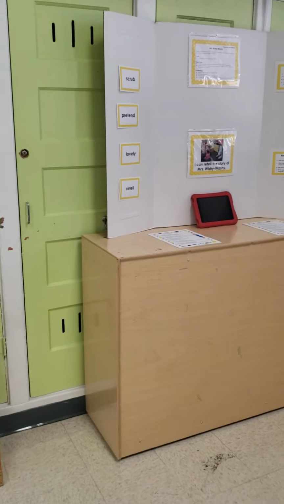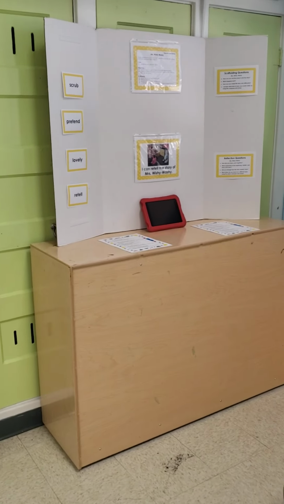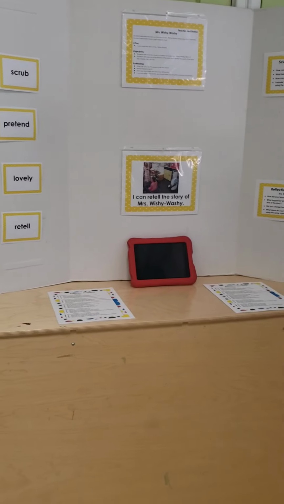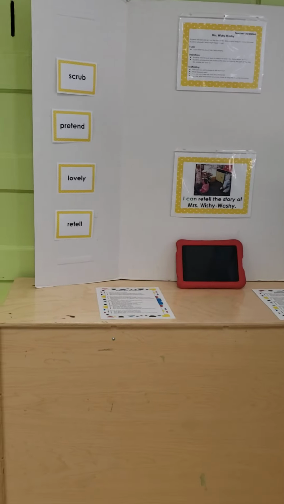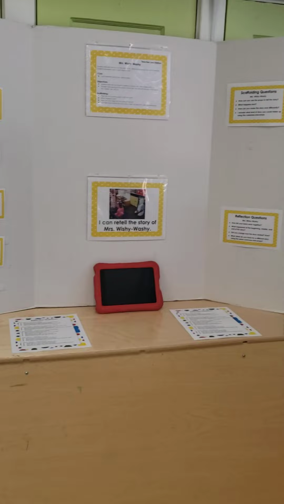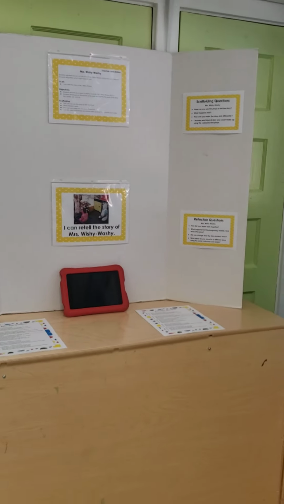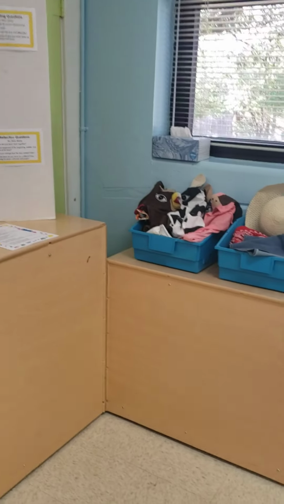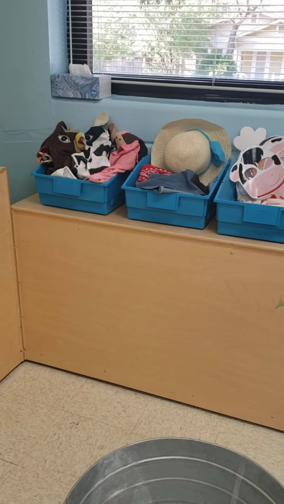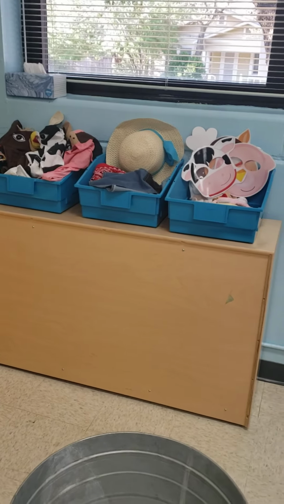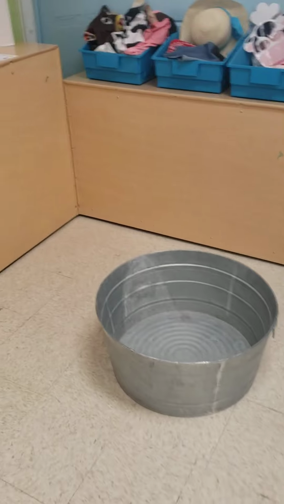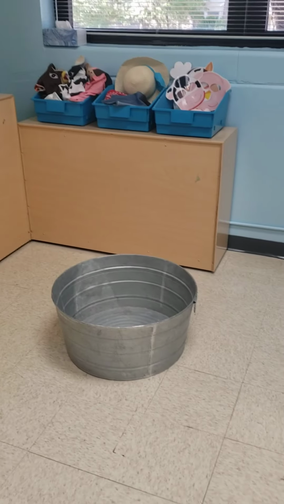The second station is teacher-led. This is Mrs. Wishy-Washy. And if you haven't done this story in your class, there's an iPad here. They can watch the story. And we have the vocabulary words again, the I can statement, lesson plans, reflection questions, and scaffolding questions for during. And then costumes for the animals, costumes for Mrs. or Mr. Wishy-Washy, and some masks as well, different kinds you can use. And of course, then the wash tub, so they can retell the story by acting it out.